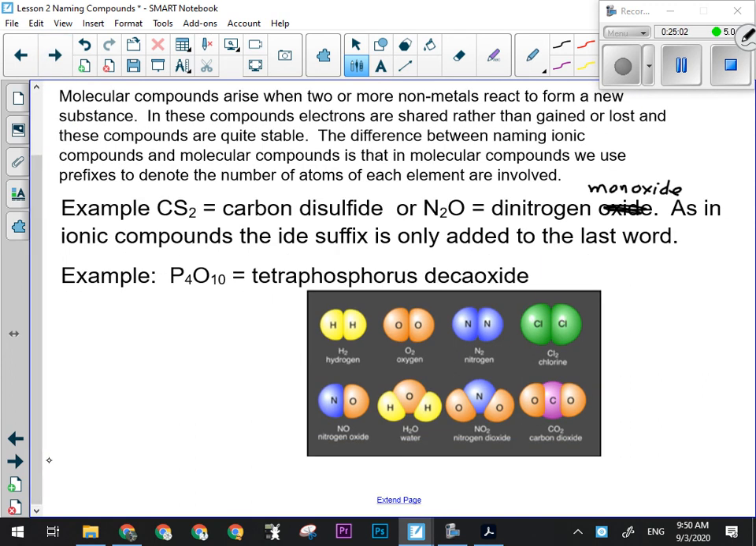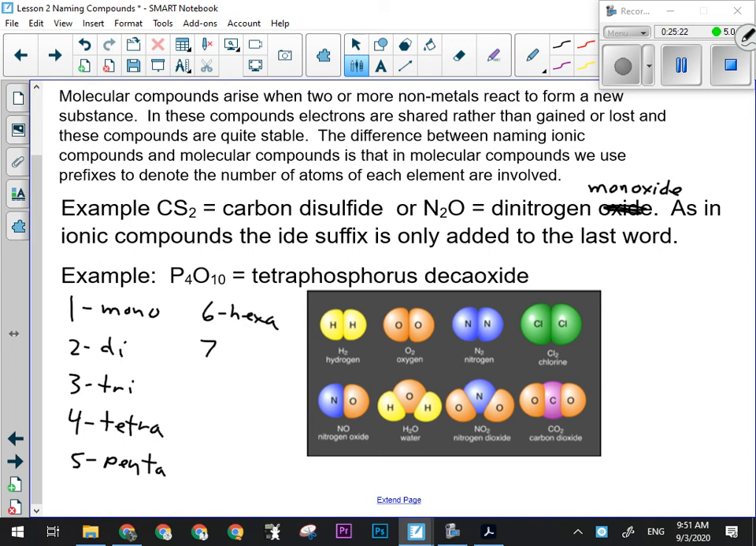Just in case you don't know the prefixes, you might want to write them down. 1 is mono, 2 is di, 3 is tri, 4 is tetra, 5 is penta, 6 is hexa, 7 is hepta. You may have heard it was septa. You heard wrong. Don't ever say that in front of Mr. Real, who teaches chemistry. It's like a trigger. Hepta. 8, octa. 9 is nona, and 10 is deca, and you shouldn't need to go beyond that.